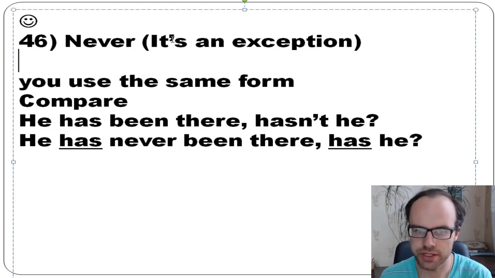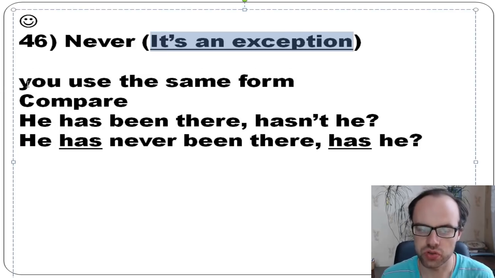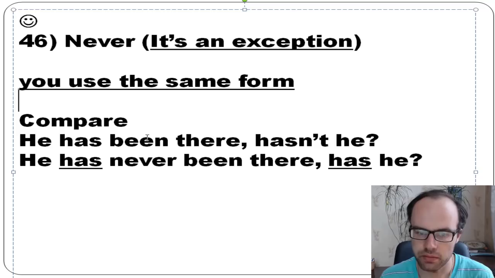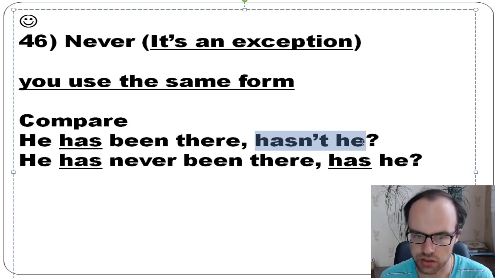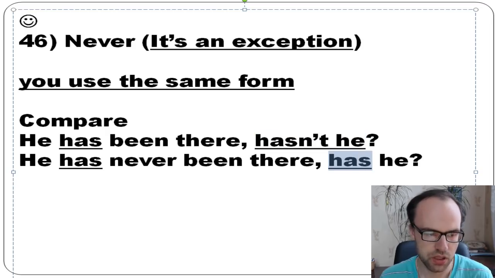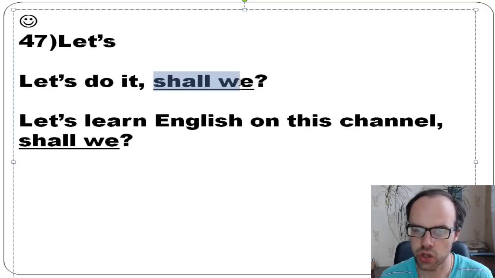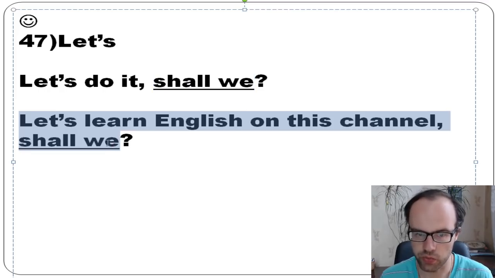What about never? It's an exception. Please remember it. You use the same form. Compare. He has been there, so you have has, and you need to use the opposite form. Hasn't he? But if it's never, he has never been there. You have the same form. Has he? Next, let's. If you have let's, you need to say shall we. So let's do it. Shall we? Means really. Let's learn English on this channel, English Professionally, shall we? Okay, I think it's a good idea.